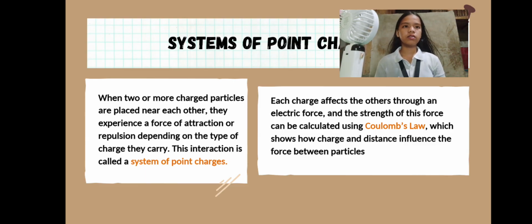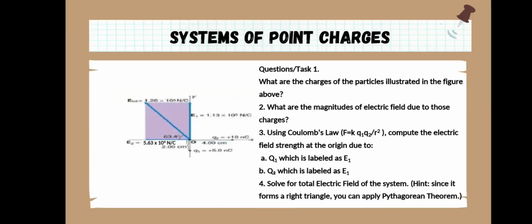So each charge affects the other through an electric force, and the strength of this force can be calculated using Coulomb's law, which shows how charge and distance influence the force between the particles. So this is an example of a system of point charges. Let's take a look at the figure and answer the following question.